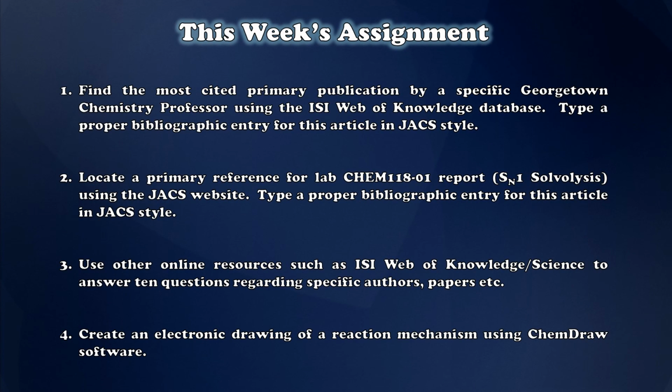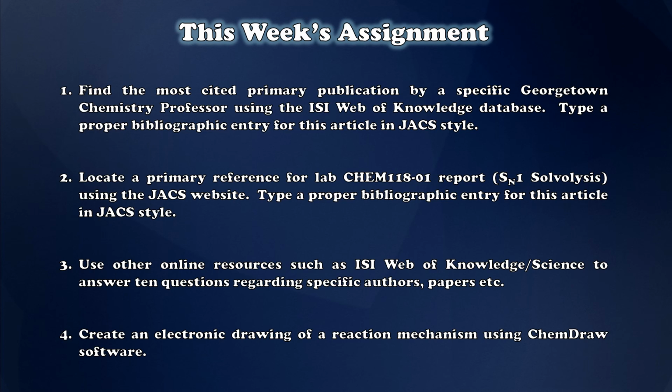This brings us to our list of goals for the week. First, we're going to find the most cited primary publication by a specific Georgetown chemistry professor using the ISI Web of Knowledge database. You'll be assigned a professor based on the first letter of your last name. Once you've retrieved that paper, you'll type a proper bibliographic entry using the Journal of the American Chemical Society's style. This is the same style that is depicted in your lab manual.